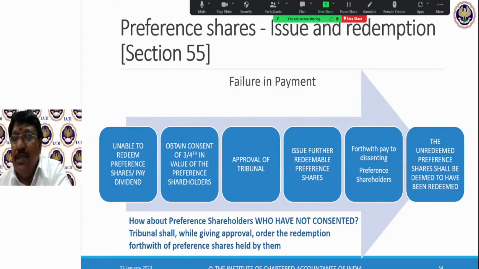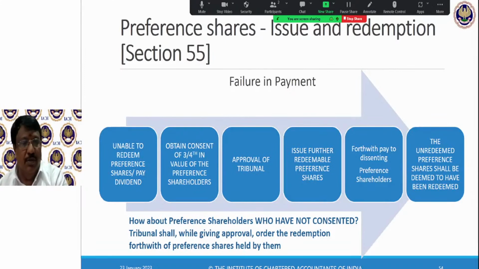Since this decision cannot be taken by the company alone, they say, you get 3/4 value of the preference shares to consent, come to me, I will examine whether everything is in order and genuine, then the tribunal passes the order, then you can issue further redeemable preference shares. Thereby, the unredeemed preference shares will be deemed to have been redeemed. If any dissenting shareholders are there, you pay them. This is how it is.